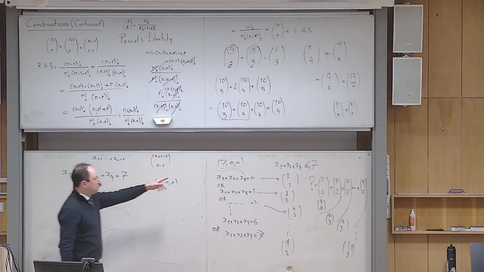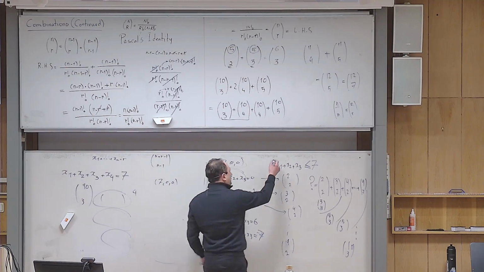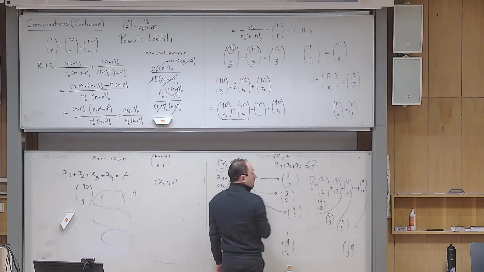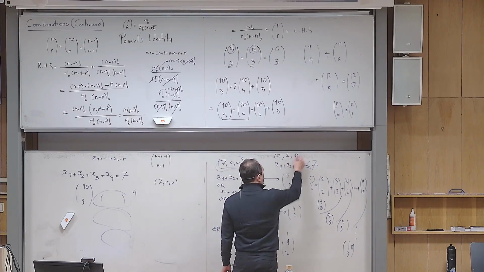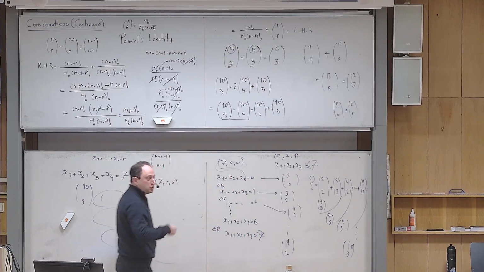For example, can you offer me another non-trivial answer? For example, here, let me choose this one to be 2, and then let me choose this one to be 2, now let me choose this one to be 1. Do you agree this is a solution to this inequality? Yes.